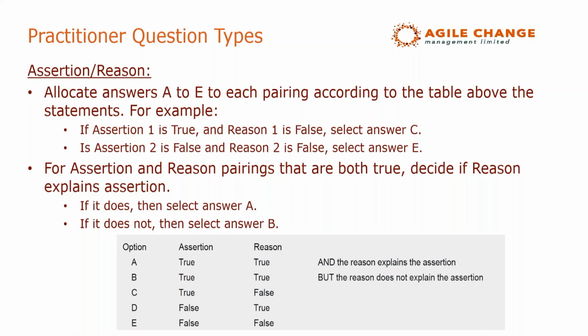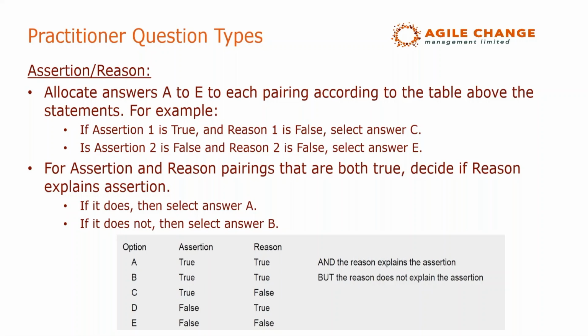So let's take an example. If along line 1, the assertion is true, but the reason is false. If you look at this table, you can look down and you go, assertion is true, true, true. So it's either A, B, or C. And then the reason is false, so it can't be A, it can't be B. Oh, the answer is C. So that's how you use this little table.